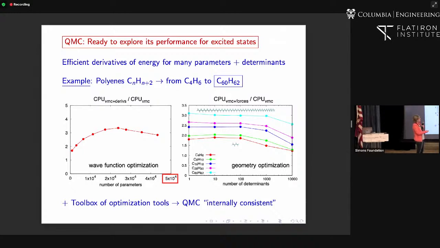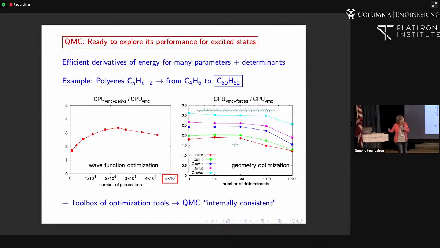I'm not saying that this is cheap, but if you're willing to do a quantum Monte Carlo calculation, you can now variationally optimize your wave function and also relax the structure. There are also a lot of tools for optimization, and so we can really treat quantum Monte Carlo as an internally consistent theory.